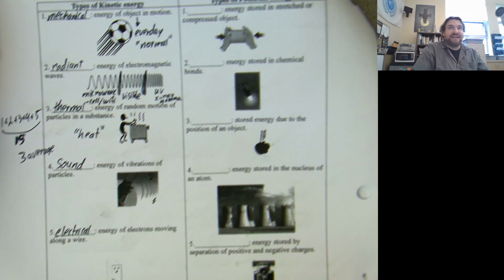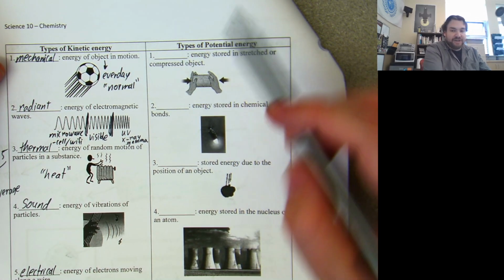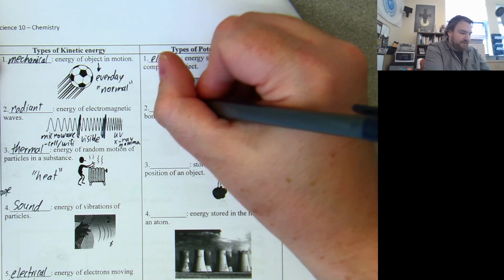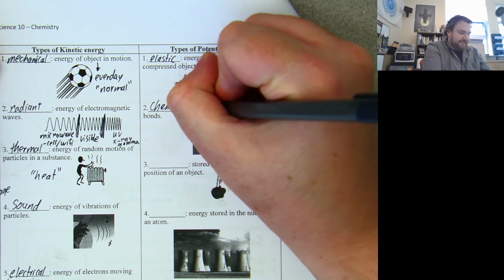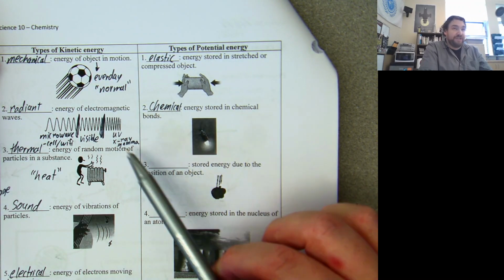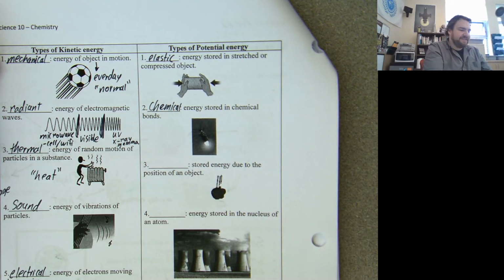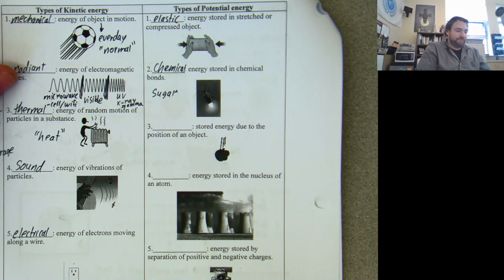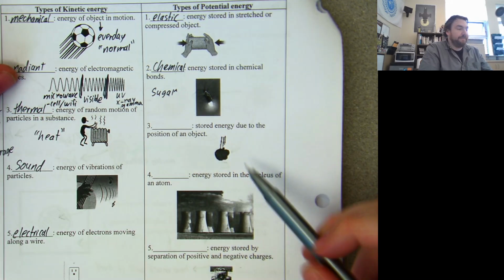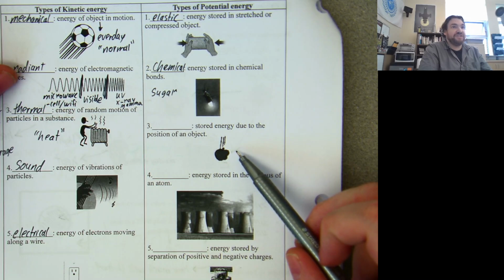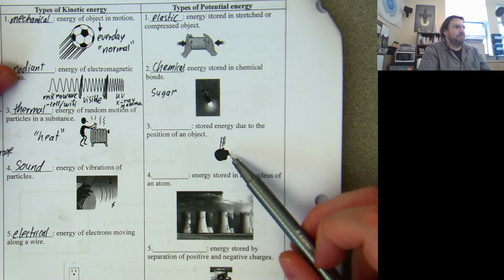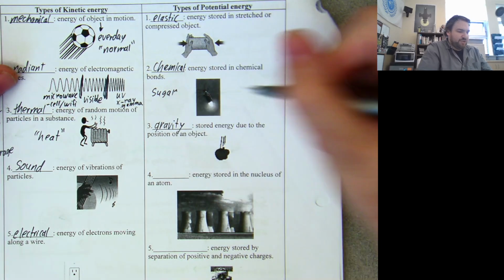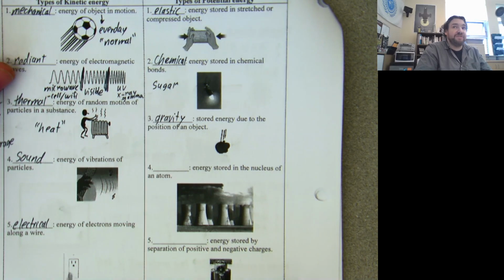Let's see if we can crank out these guys before we leave today. That we've already talked about. This one is elastic. This one is chemical. We've talked about it already too. Chemical is the energy stored within chemical bonds. You guys get your chemical energy in the form of sugar. This one is what? What kind of potential energy is this? It's a falling apple. Gravity. Gravitational potential, stored energy due to the position of the object.